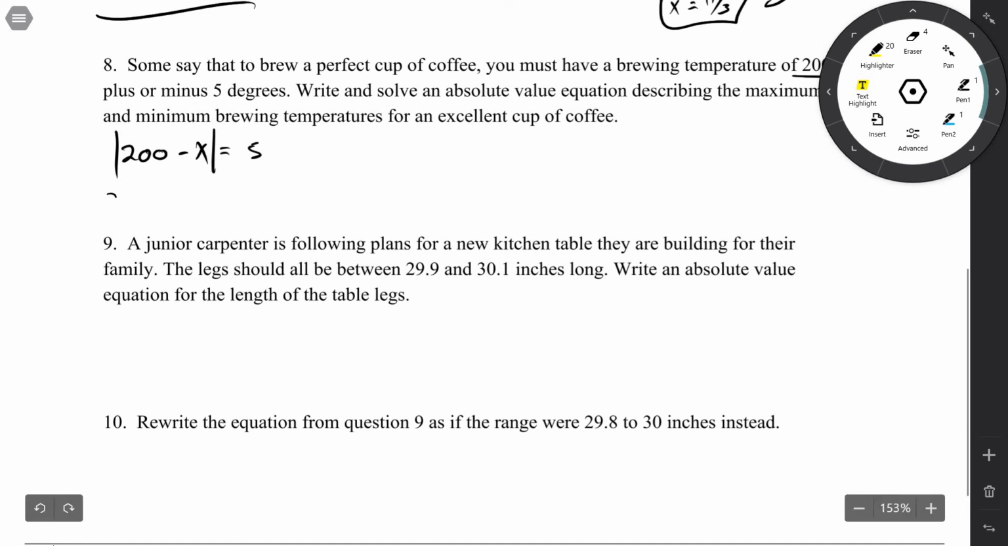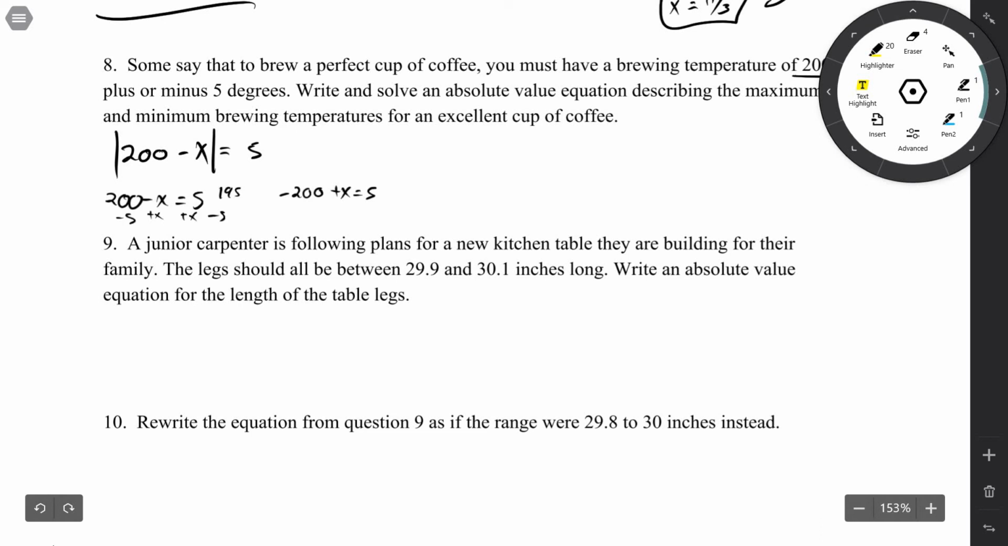We can split this into 2. So we have 200 minus x equals 5, and we also have negative 200 plus x equals 5. Then we solve both of these out. We can add an x to both sides and take away 5 from this one. That gives us 195 equals x, or x equals 195, and that's one of the solutions. For this one, we can just add 200 to each side, and that gives us x equals 205.